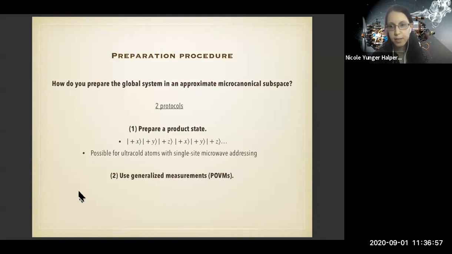Second, there is a protocol that we constructed using generalized measurements, positive operator valued measures. I could give more detail about that later if anybody's interested, but these are basically implemented with weak measurements. So you take your system of interest, you couple it weakly to the detector, and then you measure the detector.